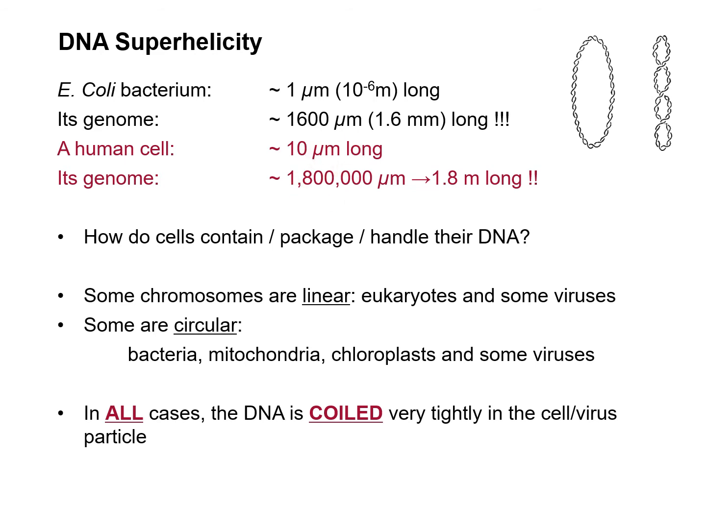So there's a necessity that the cell has to deal with this really long material that has to be contained within the cell, and manage it for replication as well as gene expression. So in order to do that, the cell has to come up with a way to contain, package, or handle its DNA. Some of the chromosomes are linear. For example, in eukaryotes and some viruses, the DNAs are linear, but some are circular too, such as in bacteria, mitochondria, chloroplasts, and some viruses.